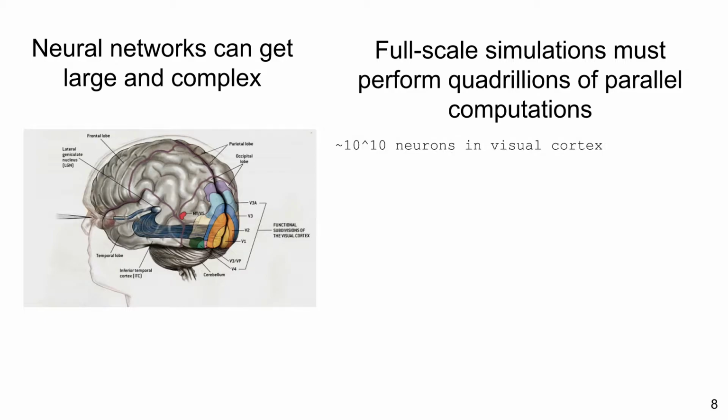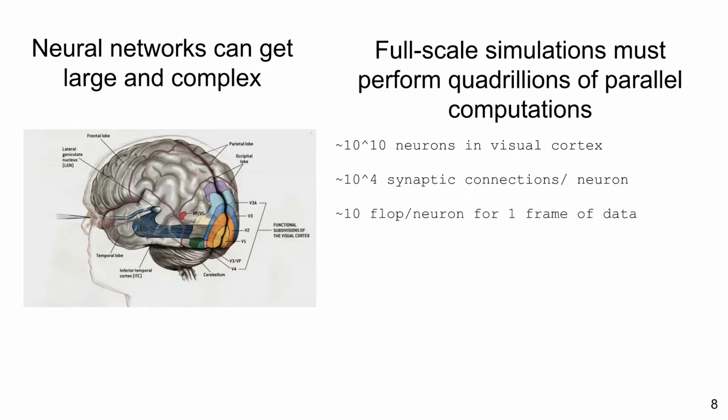In this case, let's say you have 10 billion neurons just in the visual cortex, and each one has about 10,000 connections. Now let's say for each neuron, as a stream of information passes through this system, it's about 10 flops per neuron. If you multiply that all together, you're at a petaflop per frame of data.